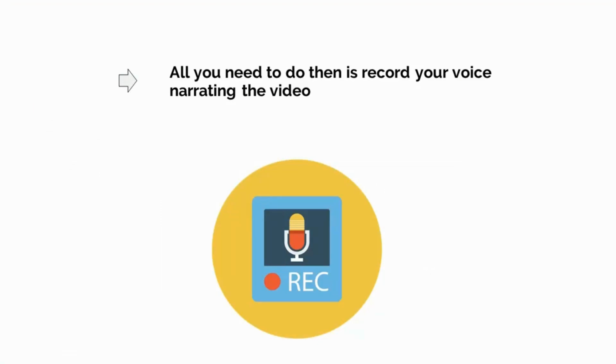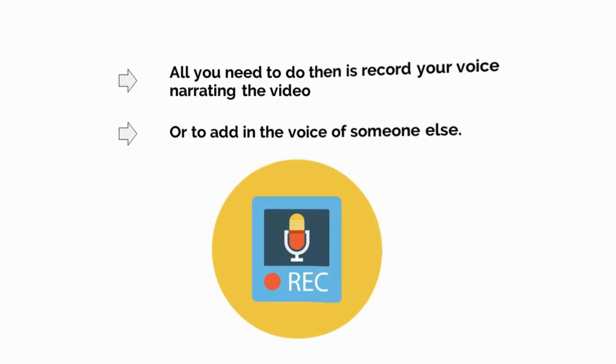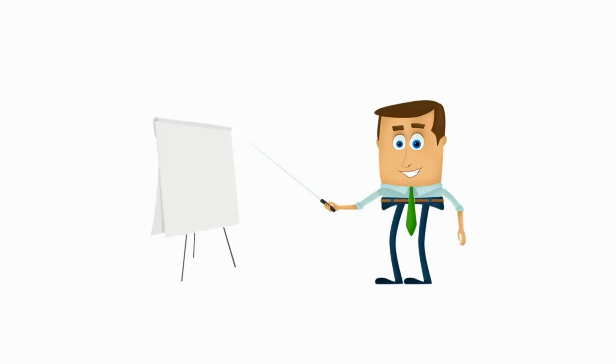All you need to do then is record your voice narrating the video, or add in the voice of someone else. You can find people who do voiceovers once again on Fiverr. Another option is to create an animation. This could be a whiteboard animation, a cartoon, or even a stop-motion animation. Again, these can all be created yourself using specialist software or by outsourcing to a professional.